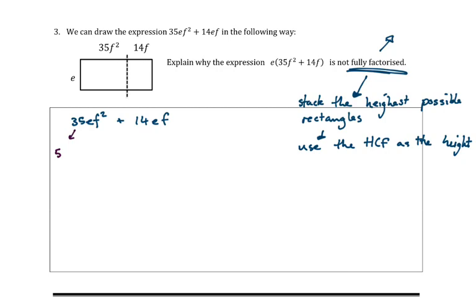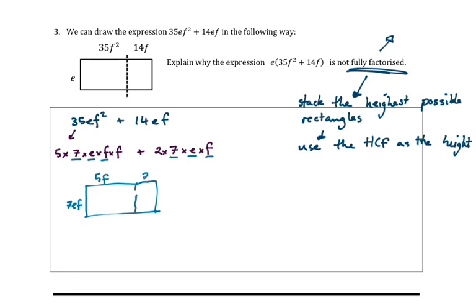So here we have 35 times e times f, but why not split it into its primes, so 5 times 7, and then times e times f times f. This way we can see all the factors that go into that term. Similarly, in this term we have 2 times 7 times e times f. So we can see that the highest common factor will include a 7, an e, and an f. That's the highest common factor of both terms. So this must be the height of the rectangle. So we could draw it as 7ef, and then the widths would have to be 5f and 2.